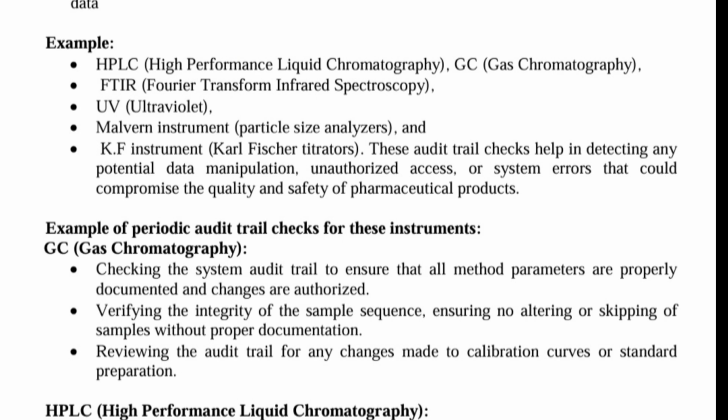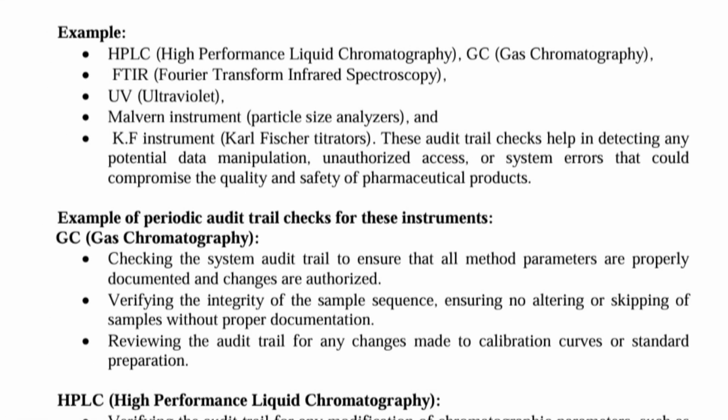Examples of periodic audit trail checks for these instruments: gas chromatography. Checking the system audit trail to ensure that all method parameters are properly documented and no changes are unauthorized. Verifying the integrity of the sample sequence to ensure no altering or skipping of samples without proper documentation. Reviewing the audit trail for any changes made to the calibration curve or standard preparations.